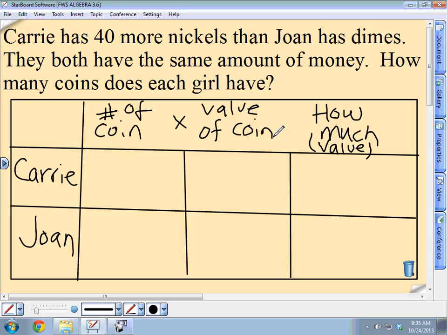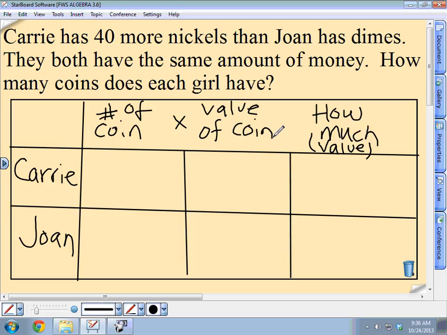So we'll start with Carrie. What can I fill in? Let's start with the easiest one, the value of a coin, because you know how much a coin's worth. What coins are they dealing with? Nickels and dimes. So Carrie has dimes. How much is a dime worth? Carrie has nickels. You're right, I'm sorry. Right, but I just want the value of a coin. How much is a nickel worth?